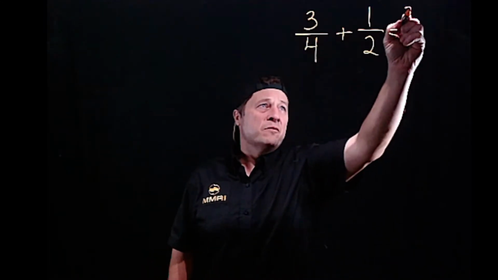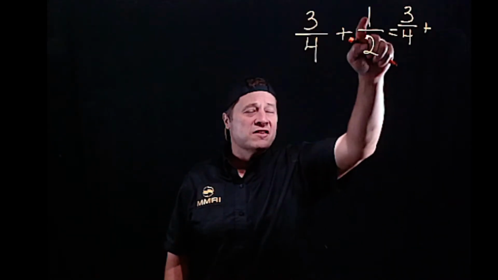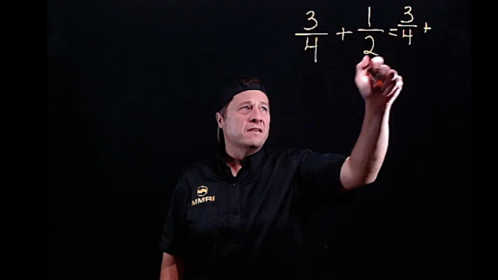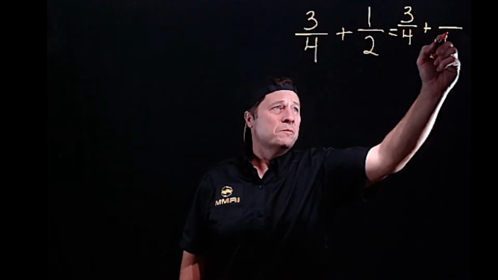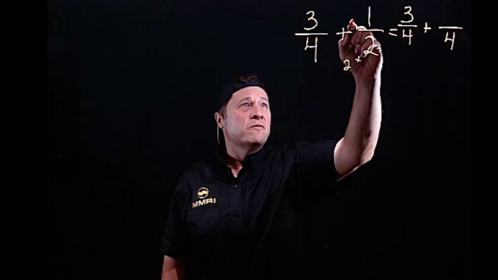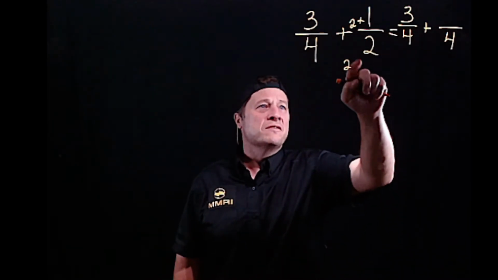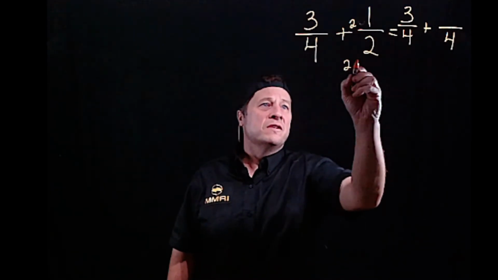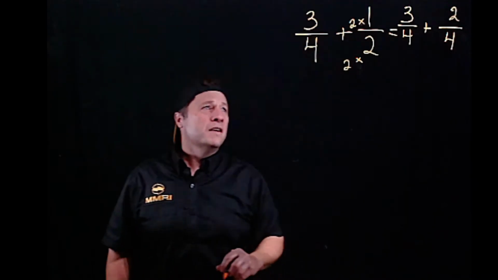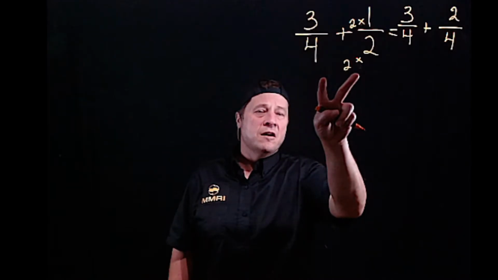So we can leave the 3/4 as itself and add, we have to change this into quarters, right? We change this into quarters by multiplying the 2 by 2. It becomes 4. So 2 times 2 is 4. Therefore, we have to do 2 times 1. So let's do it like this: 2 times. All right, so if we're going to add fractions, step 1, common denominator.